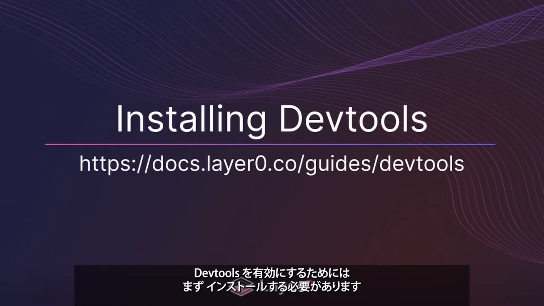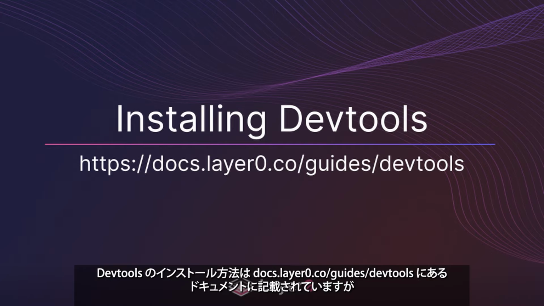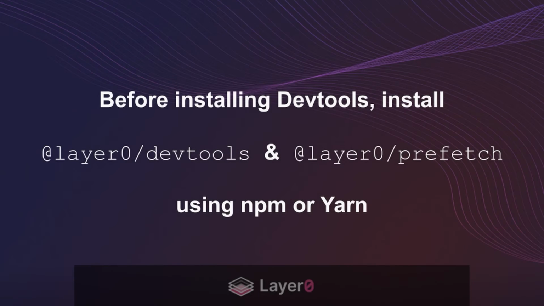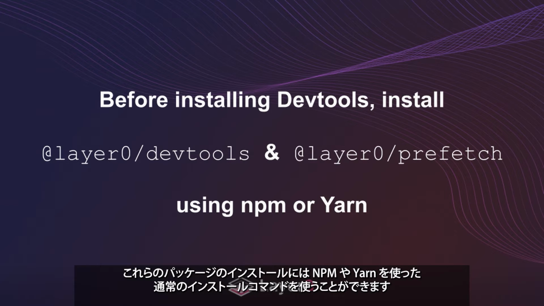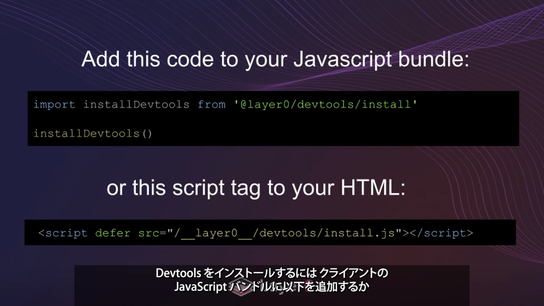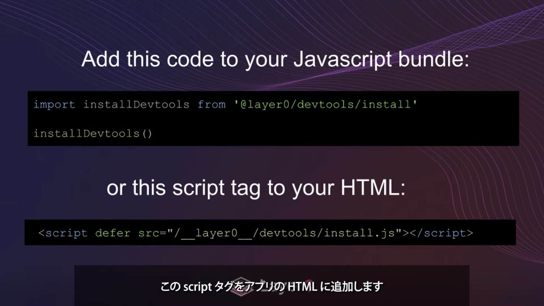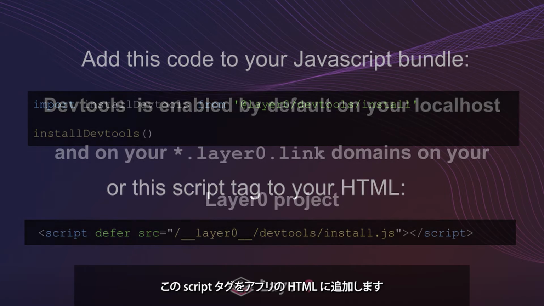To enable Devtools, first we'll need to install it. Instructions on how to install Devtools can be found in our documentation at docs.layer0.co/guide/devtools, but I'll go over it briefly here. Before you install Devtools, you will first need to make sure that the Layer0 node packages, Devtools, and Prefetch are installed in your project. You can use regular install commands with npm or yarn to install these packages. To install Devtools, add the following to your client JavaScript bundle. Alternatively, you can add this script tag to your app's HTML.